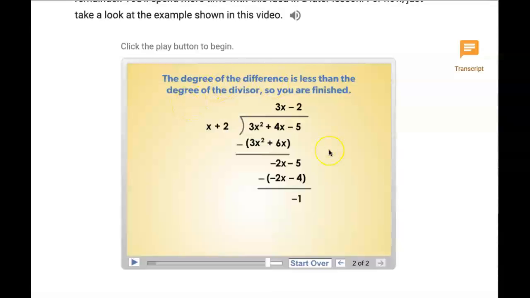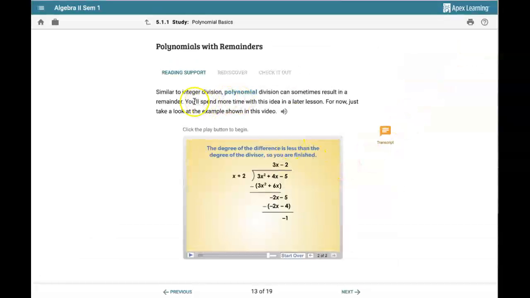It says the degree of the remainder is less than the degree of the divisor, right? The degree of the divisor here is x to the power of 1. But this remainder, remember, is x to the power of 0. So this is less than the divisor, so you are finished with the problem. We can't put x into negative 1, right? So we're done with this problem.